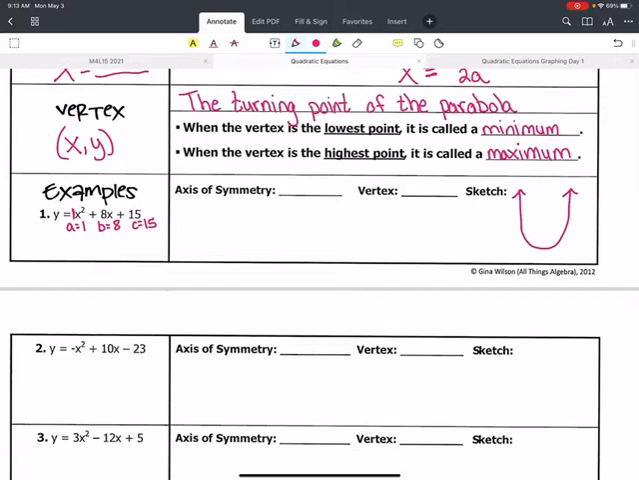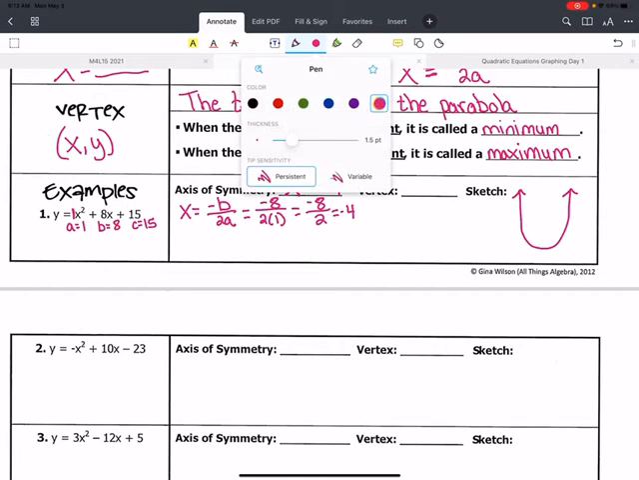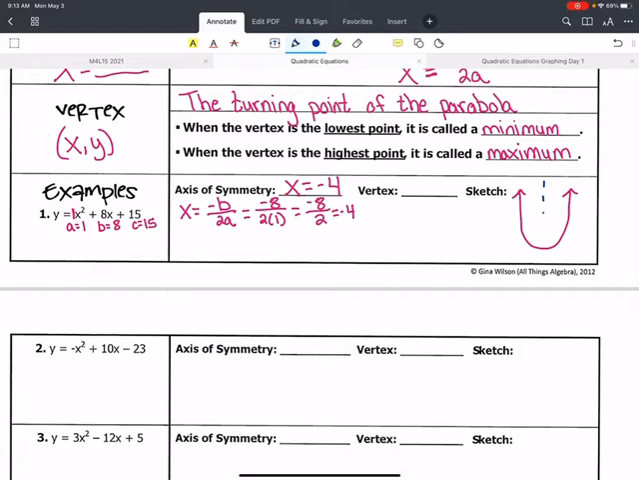And then to find my axis of symmetry, we said x equals negative b divided by 2a. So here, negative b would be negative 8 divided by 2 times 1, because 1 is a. And that would be negative 8 divided by 2, which is negative 4. So my axis of symmetry is x equals negative 4. Which means if I draw a vertical line dividing my parabola into two equal sections, I would name that line x equals negative 4.